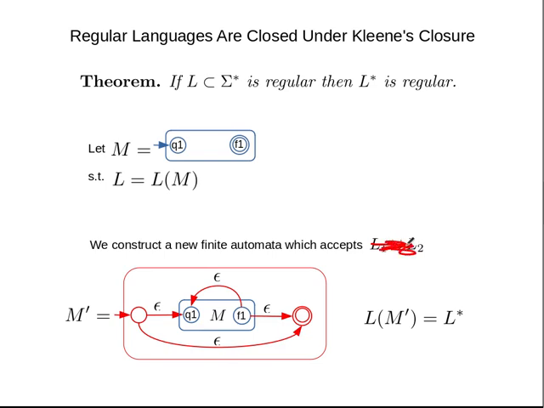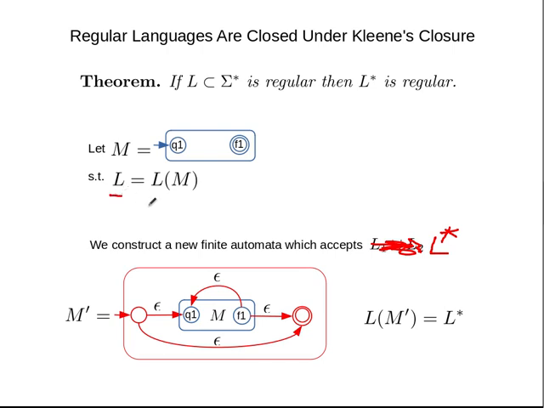This is a typo again. So this should be L star. So now see this, I again claim that this is an automata to accept L star, where this M is accepting say L.